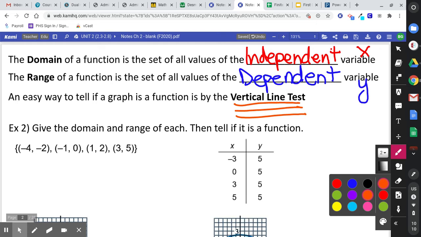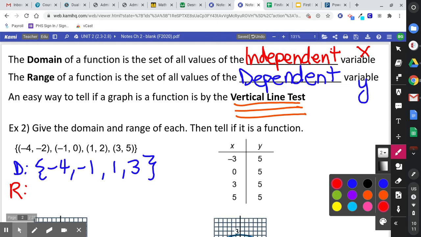Example 2, give the domain and the range of each. So most people are going to go with the domain is the x numbers. And so you would just list out the x numbers, -4, -1, +1, and 3. The range is the y numbers, so -2, 0, 2, and 5.